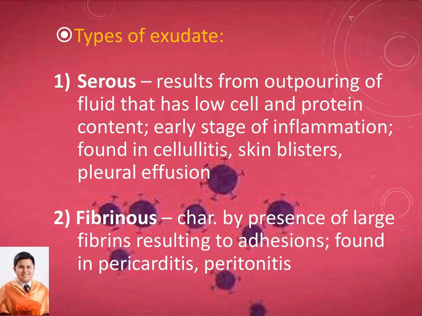Number two is fibrinous. This is characterized by presence of large fibrins resulting to adhesions and usually found in pericarditis and peritonitis. This type of exudate commonly develops when there's a presence of vascular leaks that are large, or this may be caused by a presence of procoagulant or adhesive stimulus within the cells.